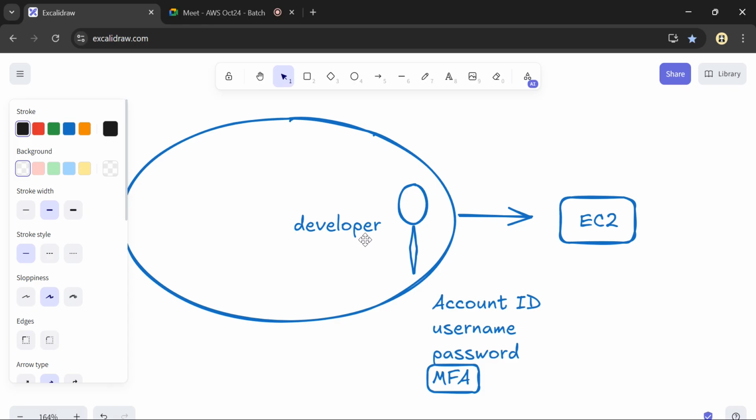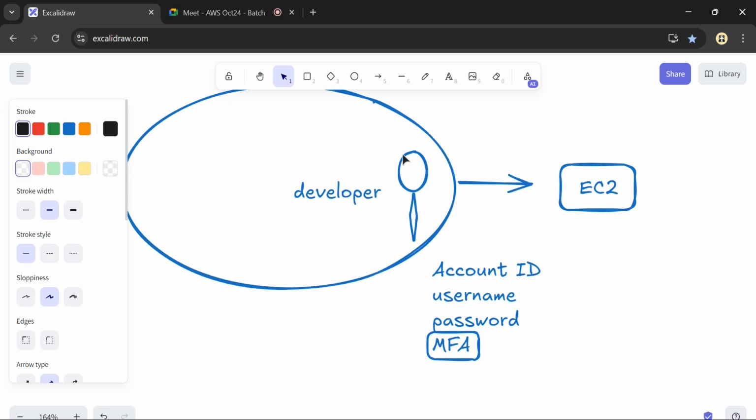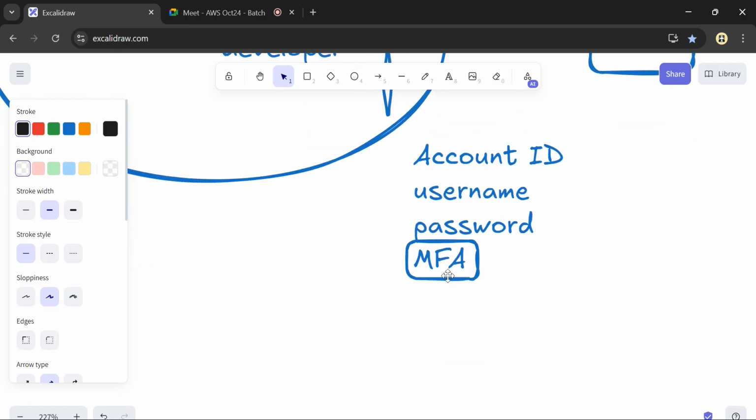So that is what we had done practically: how we can give limited access to a single user, or how we can give entire access to a single user. We had done the practical, and for the same user, we had seen how to enable the MFA.